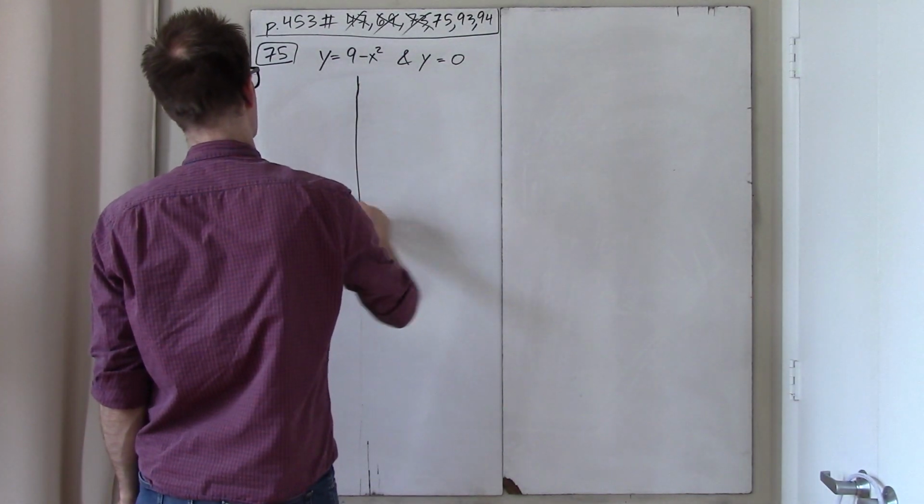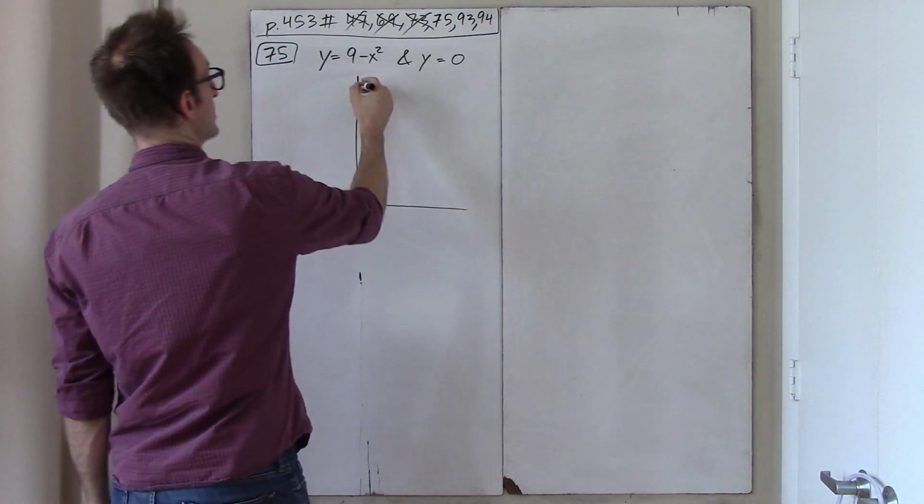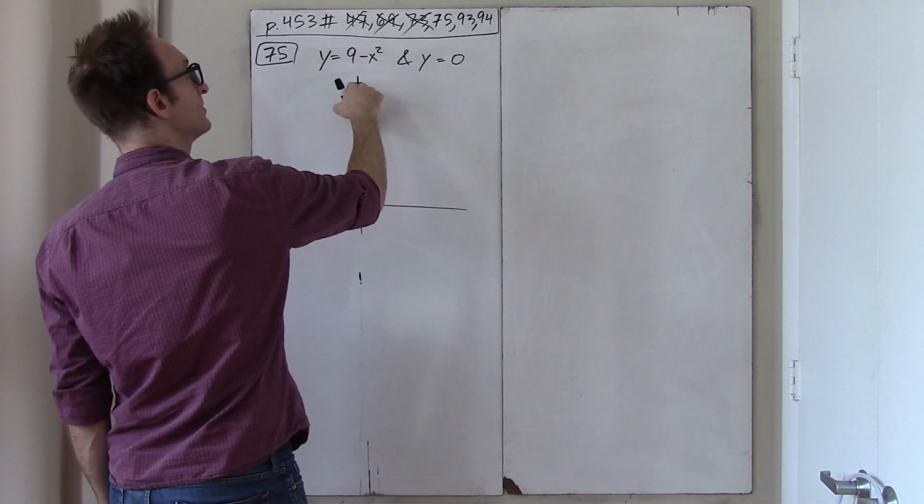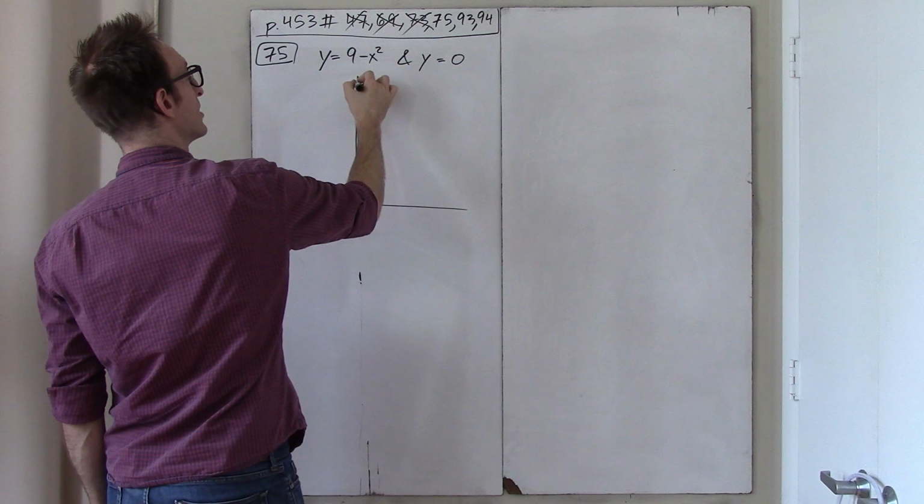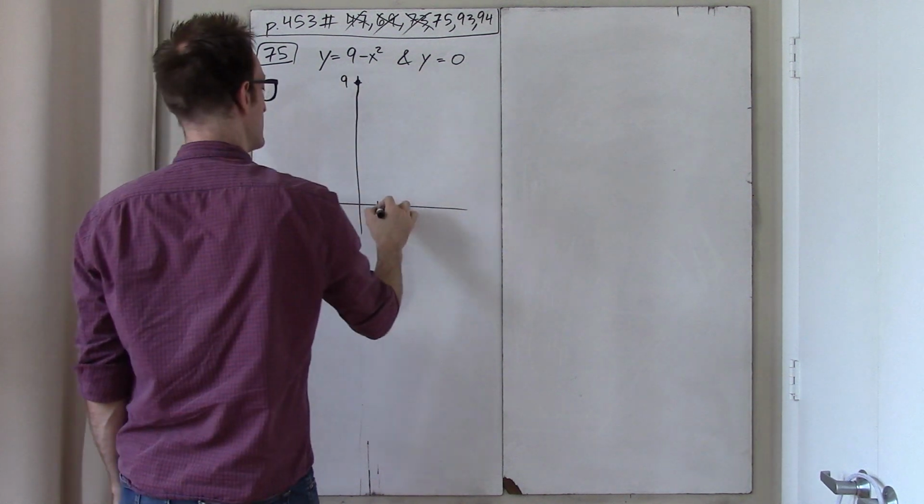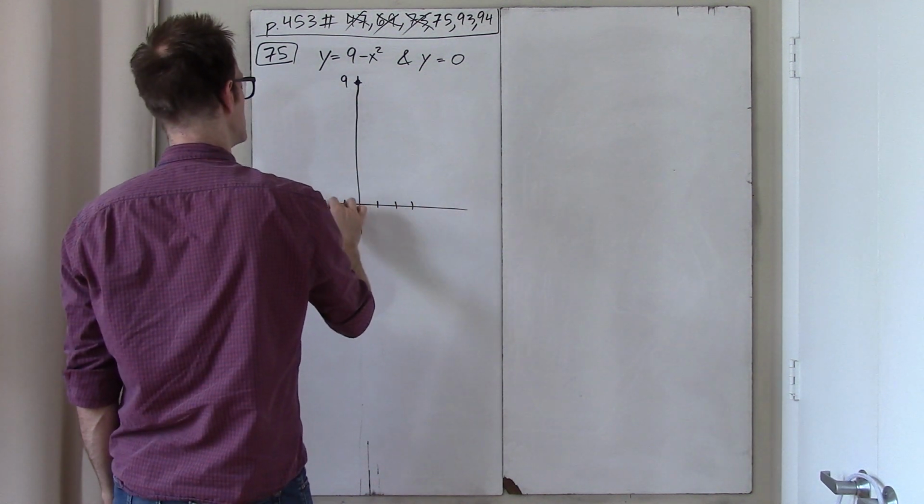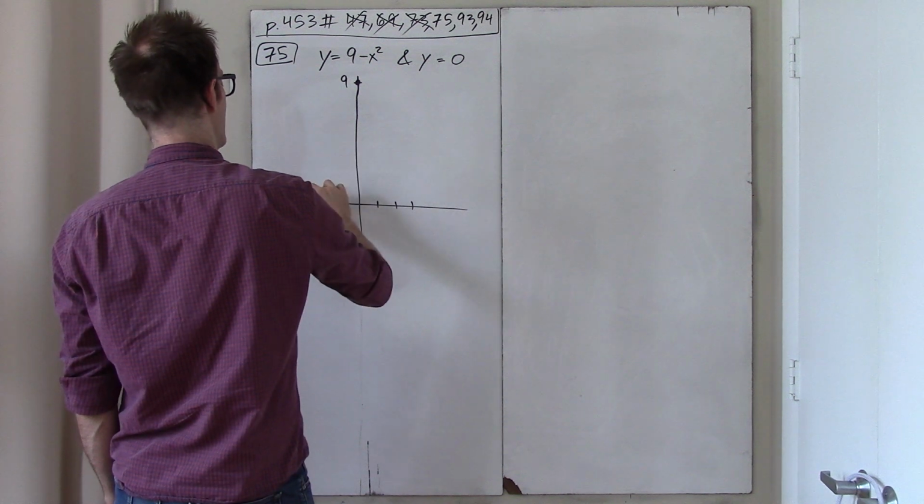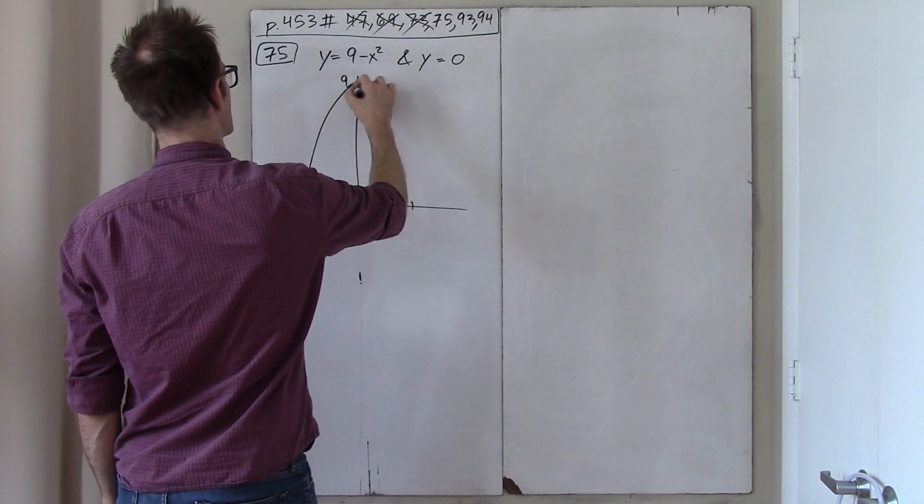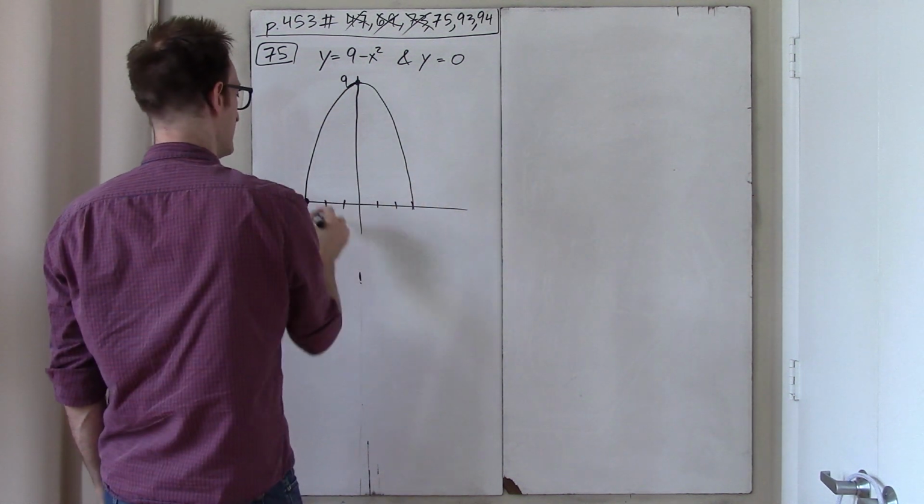So here we go. I think I know exactly what this is going to look like. This is an upside down parabola. When you plug in 0, you get 9, and then 1, 2, 3, 1, 2, 3. Okay, and so I got something like this. All right.